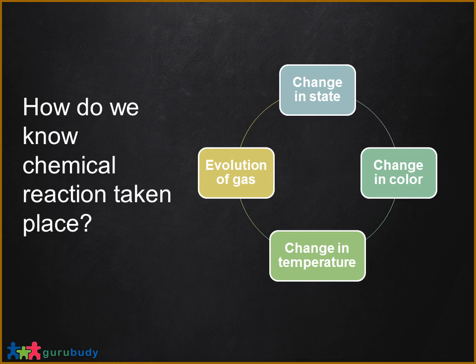Evolution of gas is another example. Also change in temperature. For example, if you are reacting A and B and forming AB, and you see that heat is coming out, that your beaker is becoming more and more hot, that would be an example of a chemical reaction. So these are the indications that will tell you whether a reaction is happening or not.